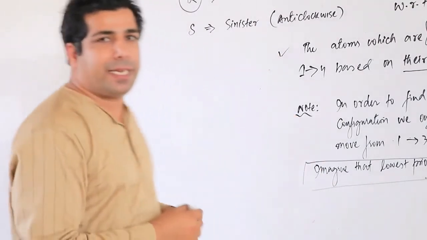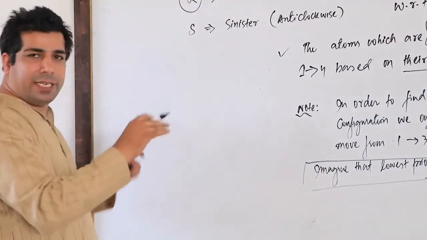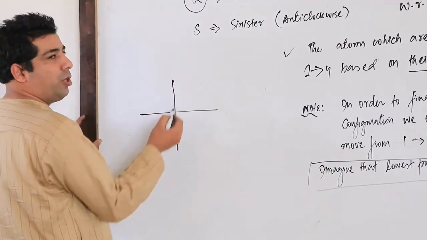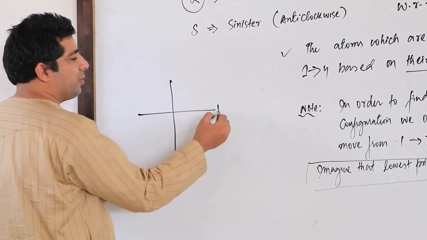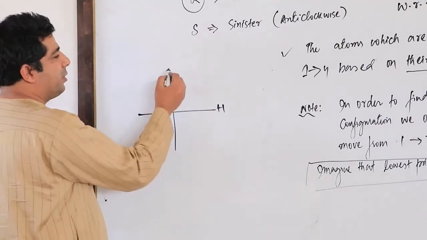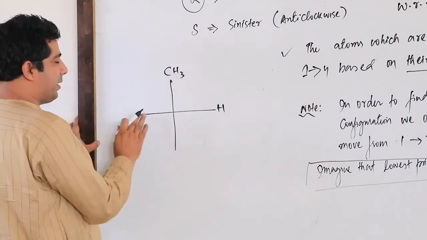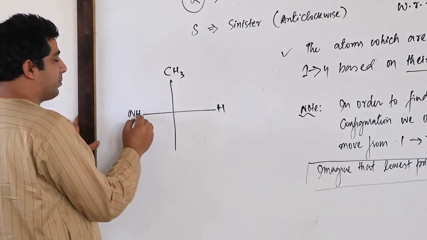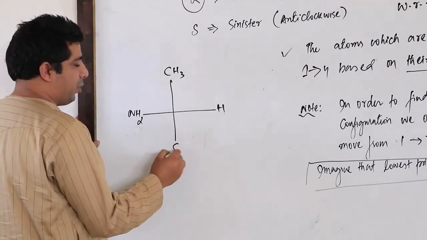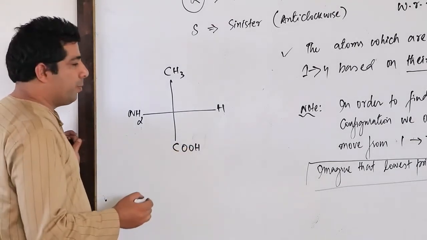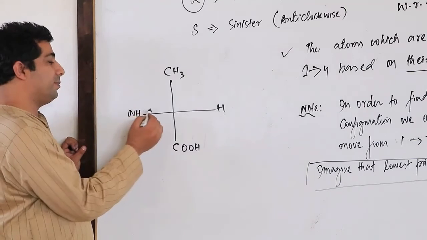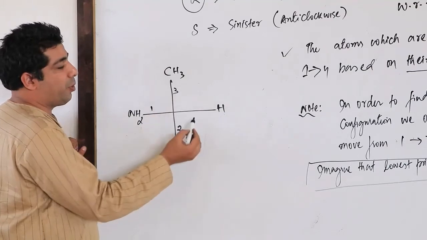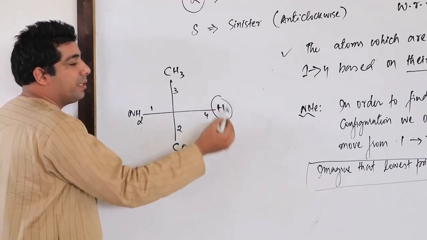So my dear friends, let's take the same alanine, but I will interchange the priorities now. Have a look here. Hydrogen was on vertical line. Now I will take hydrogen on horizontal line. I will take some group here. Let's suppose CH3 group I will take here, and here NH2 group, and here carboxylic group. Correct? So we know that this is the first priority, and this will be the second priority, and this CH3 is the third priority and this is fourth. And remember, this is the lowest priority.